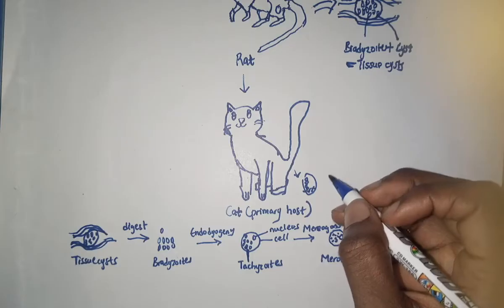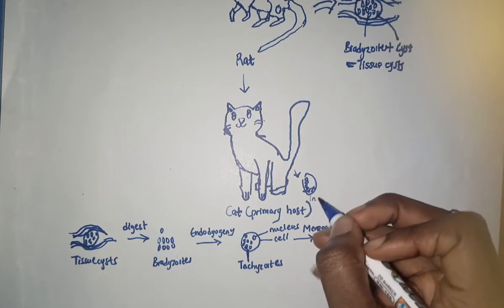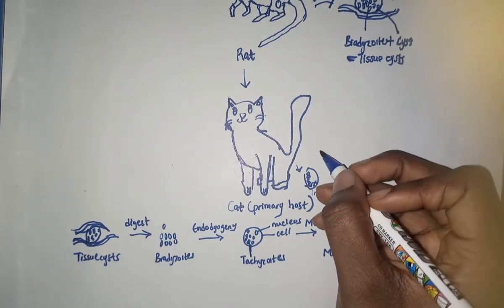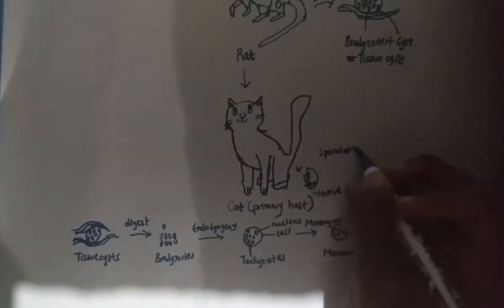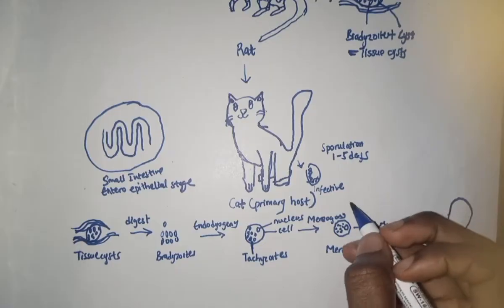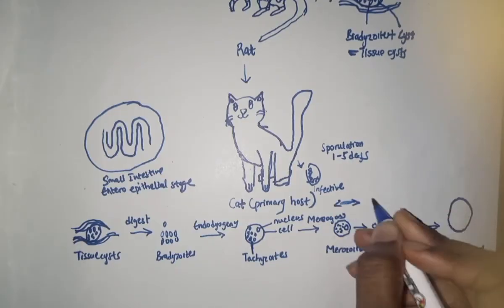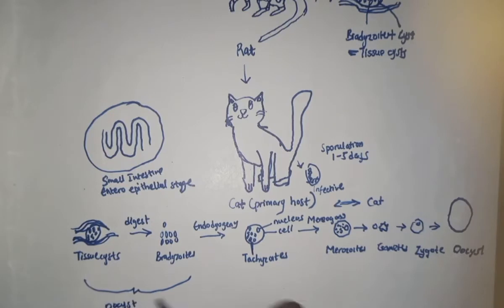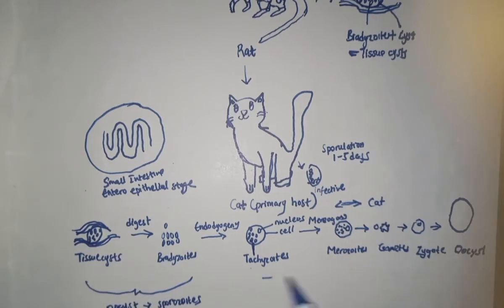In addition to the bradyzoites in the muscles of rats and also birds, sporulated oocysts are another infective stage. Sporulation or maturation occurs in the environment and takes 1 to 5 days. Another cat could get toxoplasma by ingesting food contaminated with oocysts. The process would be the same, except that in place of tissue cysts, it would be oocysts containing sporozoites. Sporozoites multiply, forming tachyzoites, then merozoites, gametes, zygote, and oocyst.